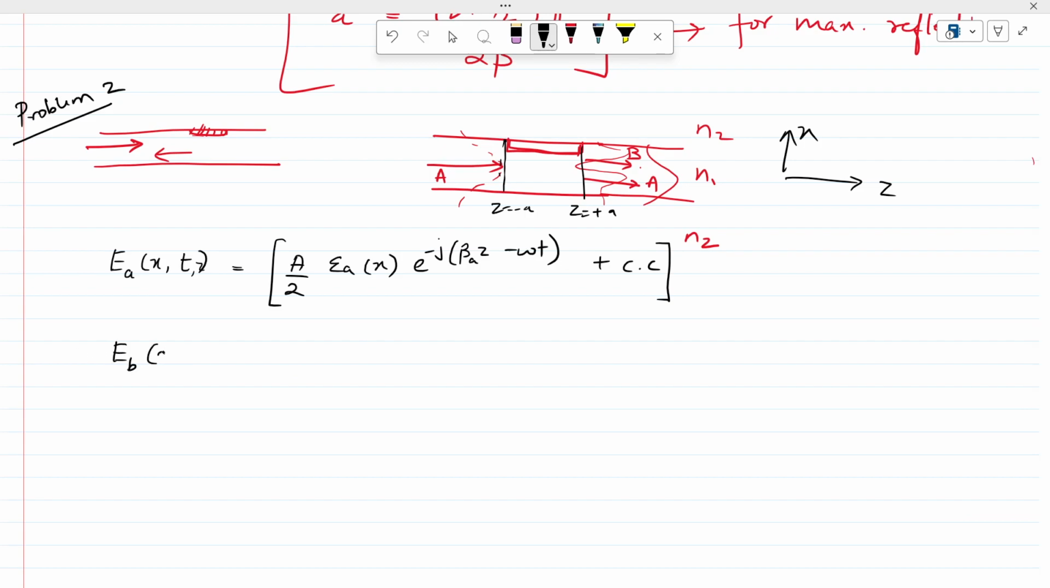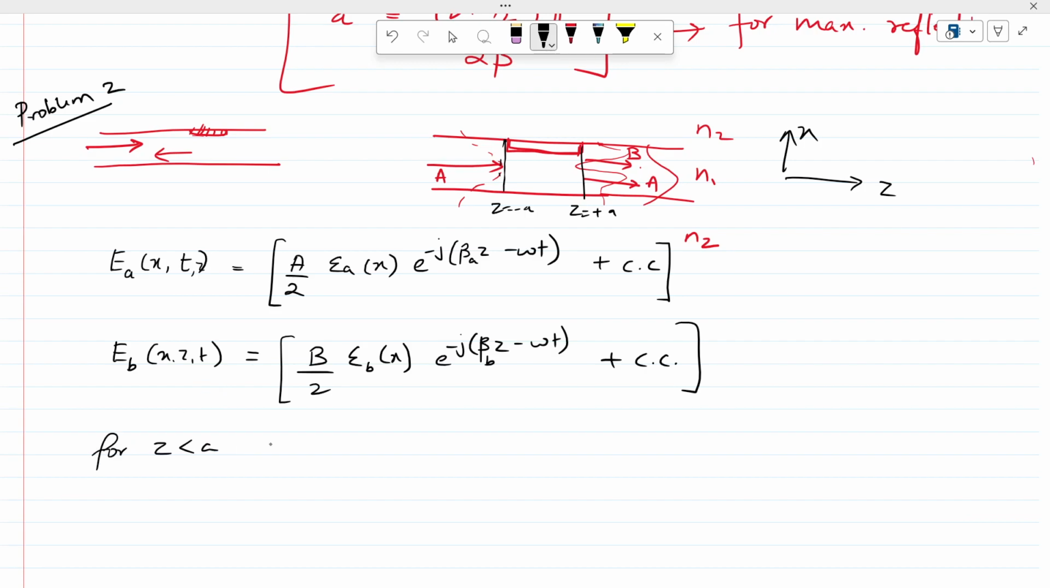Eb of x comma z comma t is equal to, again, the amplitude b over 2, the mode profile of mode B, times the oscillating term e power minus j (beta b z minus omega t) plus complex conjugate. So these are the two modes. So for z less than minus a, optical energy is in mode A.